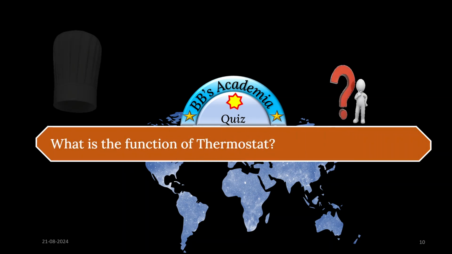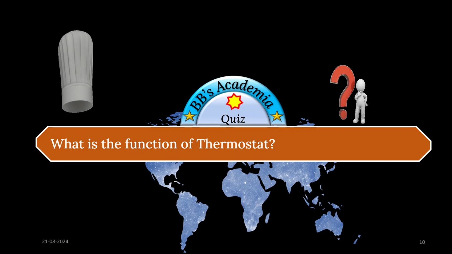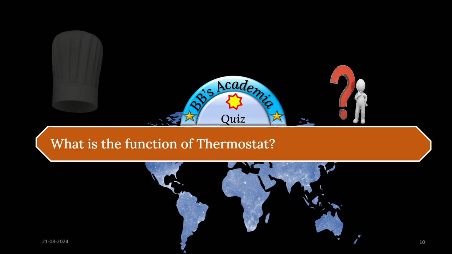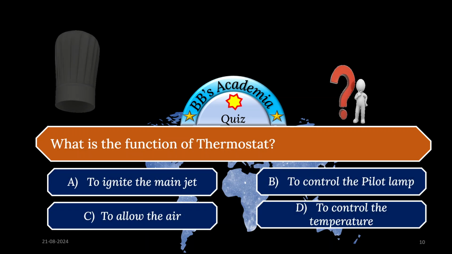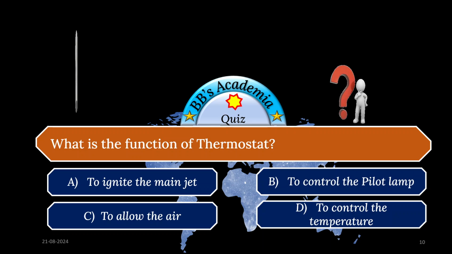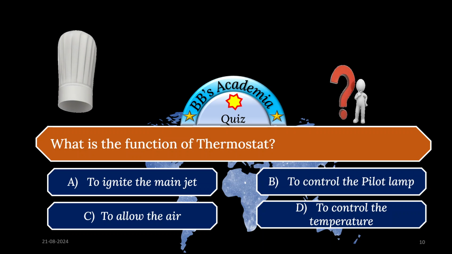And the question is, what is the function of a thermostat? What is the function of a thermostat? Your four options are: option A, to ignite the main jet. Main jet means it is related to your gas burner. Option B, to control the pilot lamp. Again, it is connected to the gas burner.